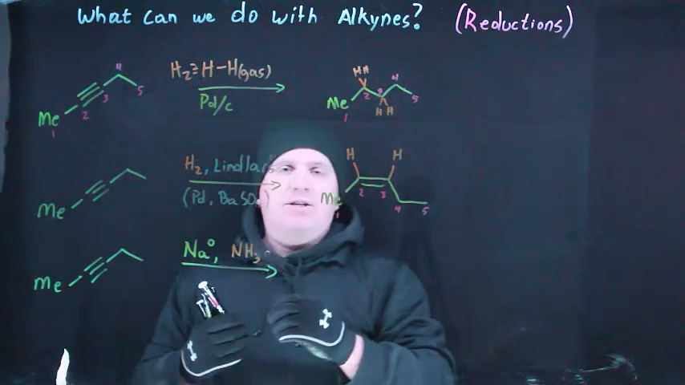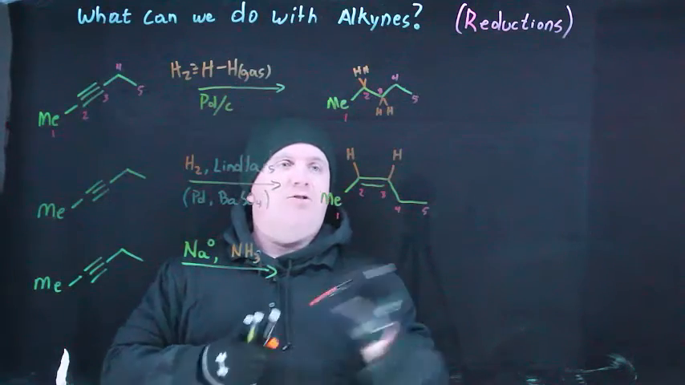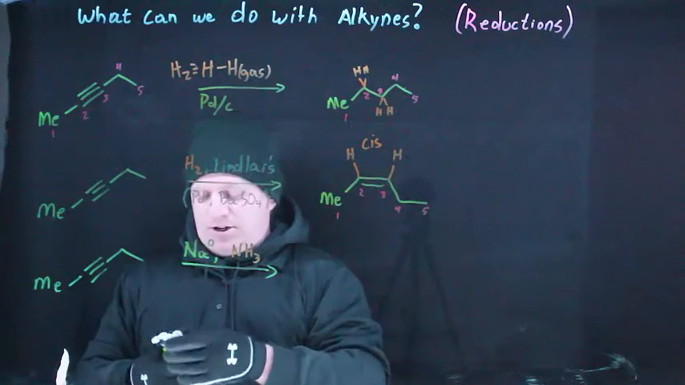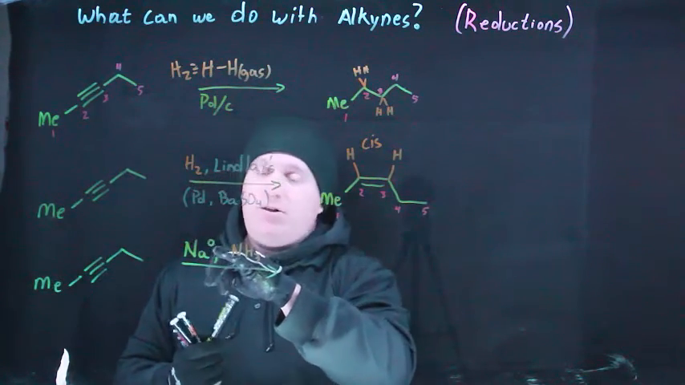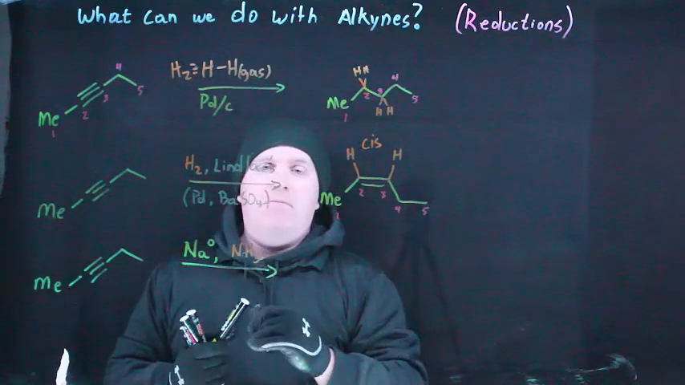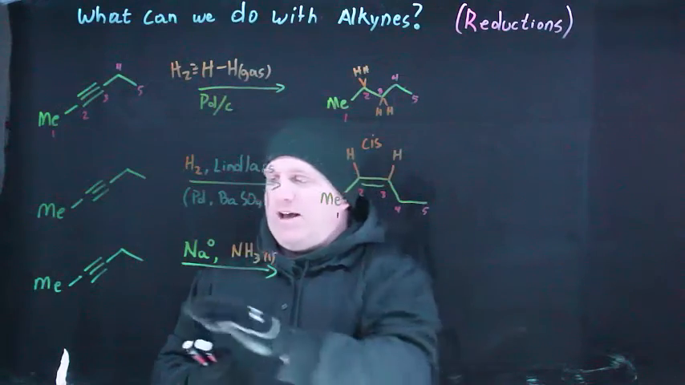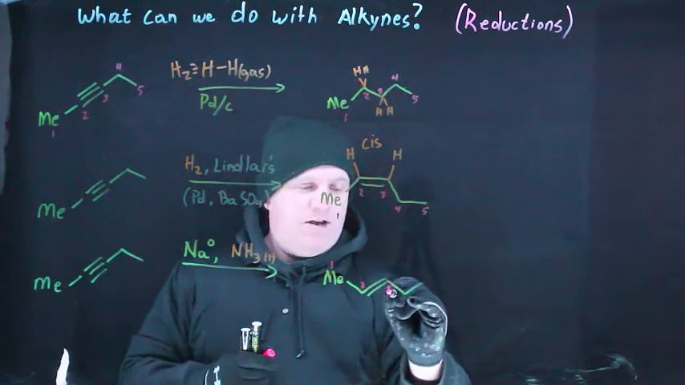And of course, it's not going to be super valuable to generate only the cis material if you can't also generate the trans material. And so that's why we have this set of conditions right here, which is sodium metal, so sodium 0, sodium metal, not sodium plus, and ammonia liquid as a solvent. So sodium 0 and ammonia liquid, that's how you make the trans material. Carbon 1, carbon 2, 3, 4, 5.